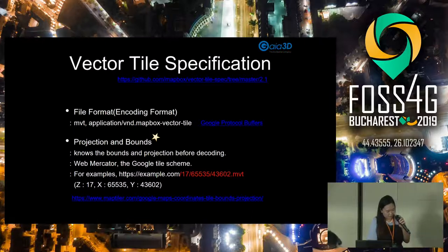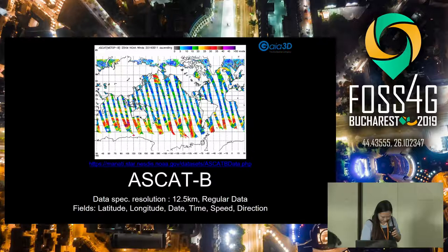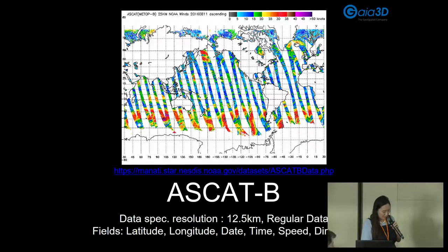Web Mercator is the reference projection, and the Google tile scheme is the reference tile extent convention. They provide a one-to-one relationship between a specific geographical area at a specific level of detail and paths like this, Z, X, Y. Okay.